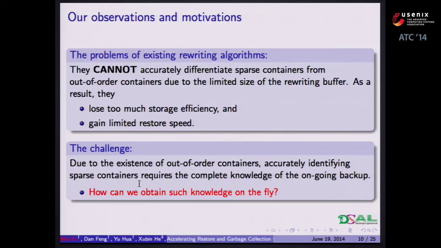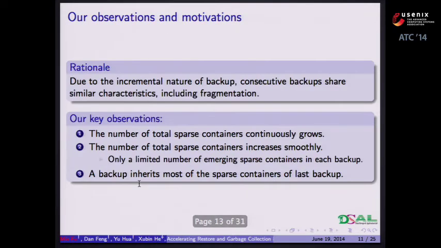The challenge is that, due to the existence of out-of-order containers, accurately identifying sparse containers requires complete knowledge of the ongoing backup. How can we obtain such knowledge on the fly? Due to the incremental nature of backup workloads, consecutive backups share similar characteristics, including fragmentation. In order to observe the potential characteristics of sparse containers, we analyze 3 datasets, and we have 3 key observations.